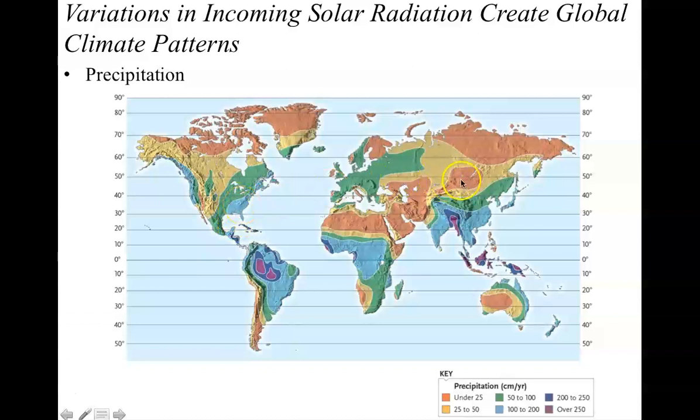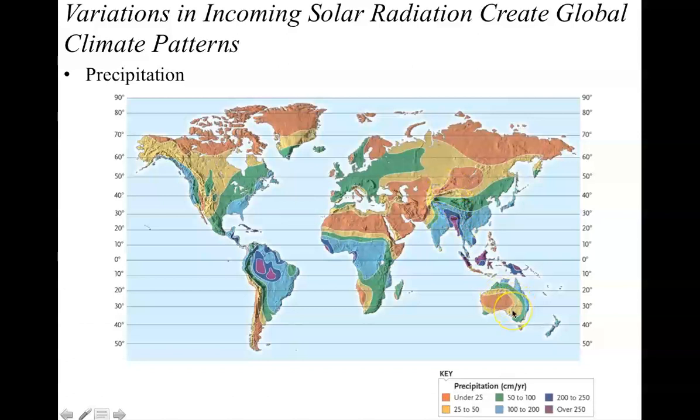Right? Why is it dry here in the middle of Asia? Because it's really far away from the oceans. Why is it wet here, south of the Himalayas? And that's because warm, wet air comes from the Indian Ocean, hits the mountains, drops its moisture, and then we get rain shadow effect up here.